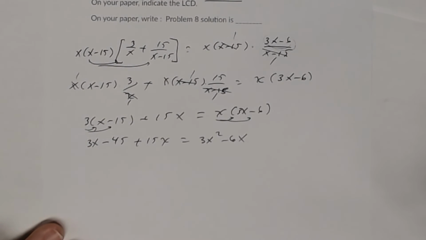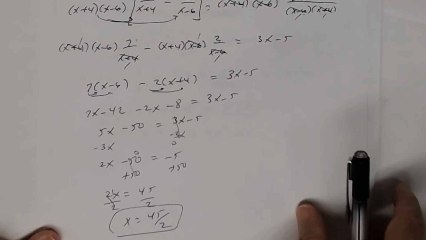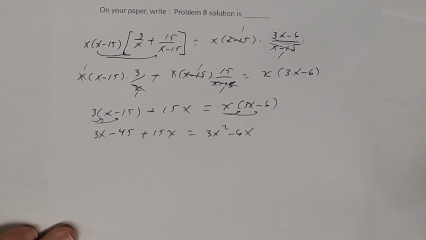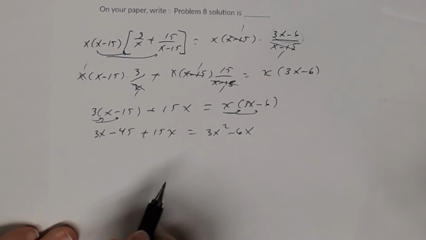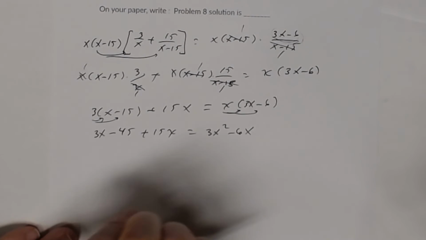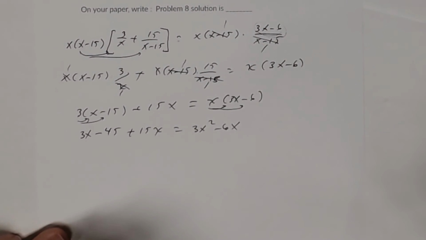I want you to notice that in the previous problem, problem number 8, you ended up with a linear equation. In problem number 9, you ended up with a quadratic equation. So keep that in mind. So this time we're solving a quadratic equation. So I went from a rational equation to a quadratic equation.